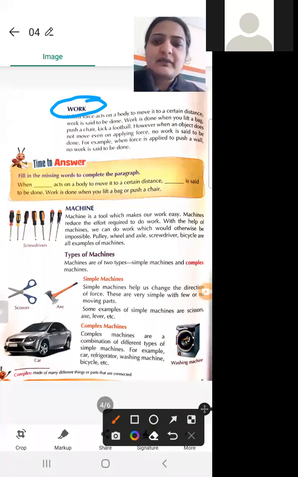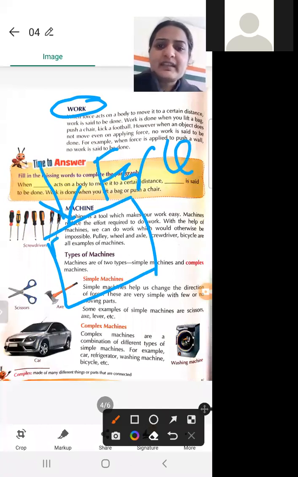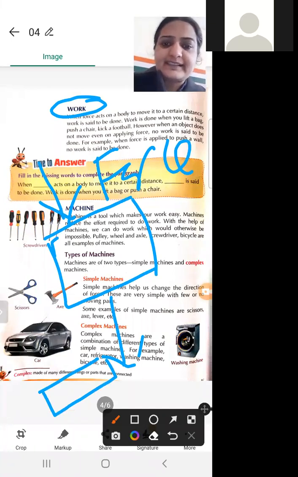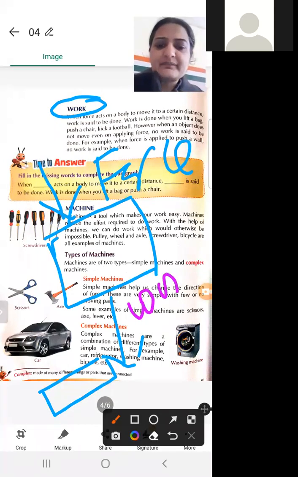So what do you mean by work? Suppose this is a body, and a force is acting on this body. If this force acts on a body and it moves a certain distance, then work is said to be done.